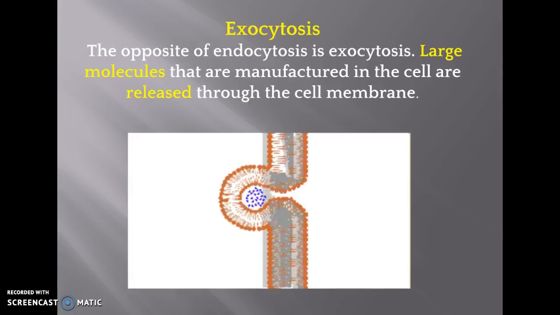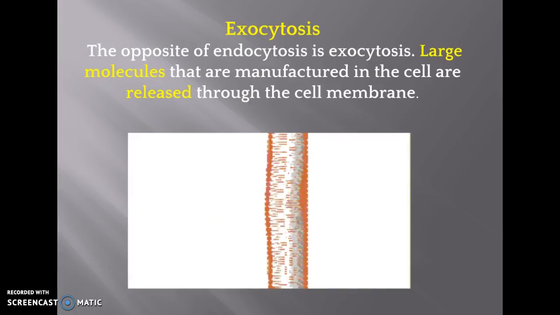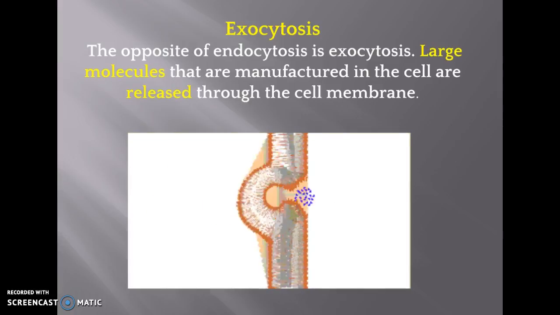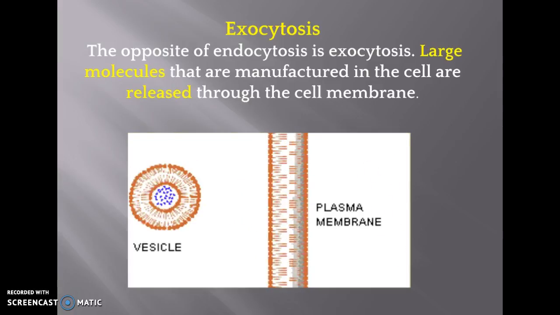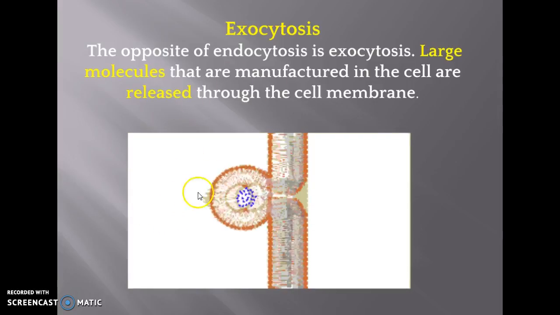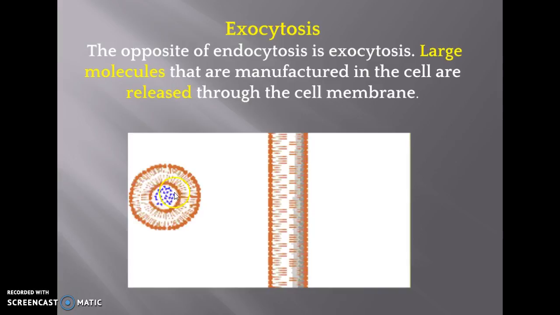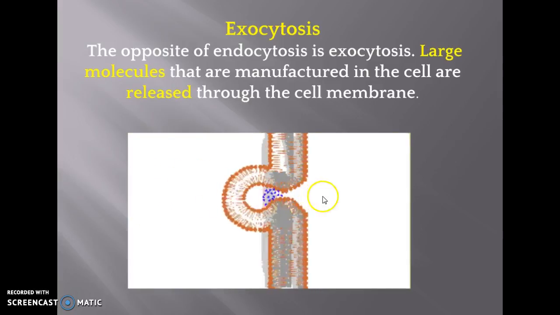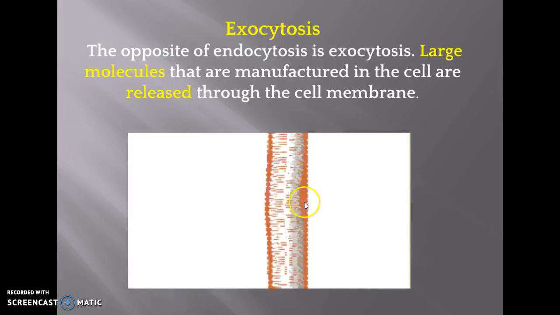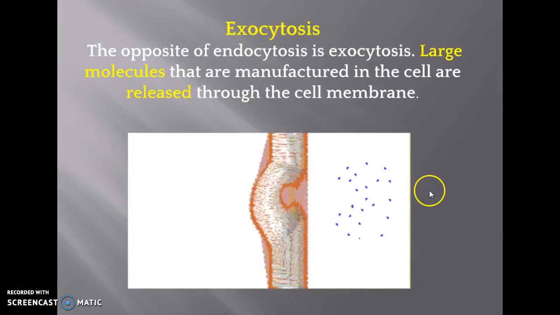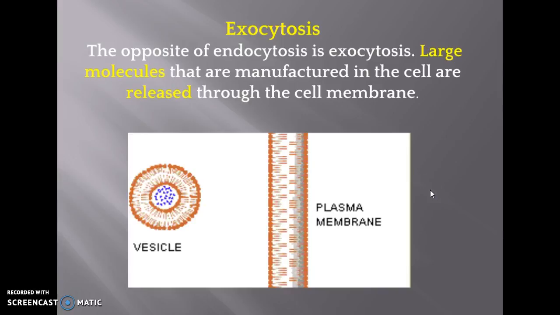Sometimes we want to get large amount of materials out of the cell, and if we can't use diffusion, we're going to use what we call exocytosis. Okay, so we're going to have a vesicle that was inside of the cell with materials. It's going to fuse with the cell membrane, and when it does that, it releases its contents, in this case this blue molecule, and that's going to release it outside of the cell. Pretty simple.